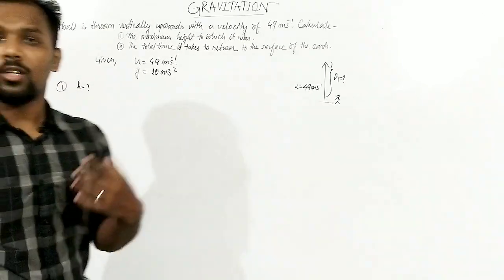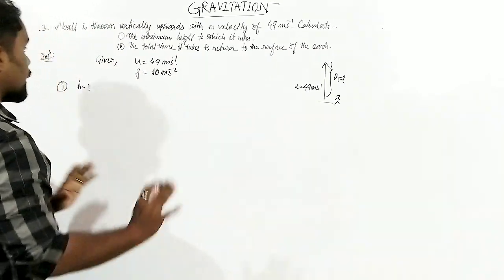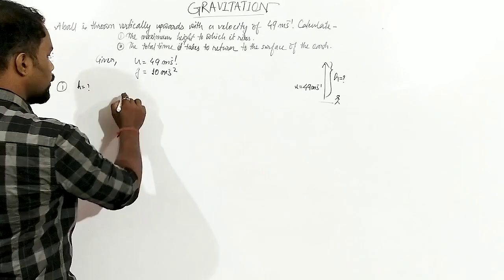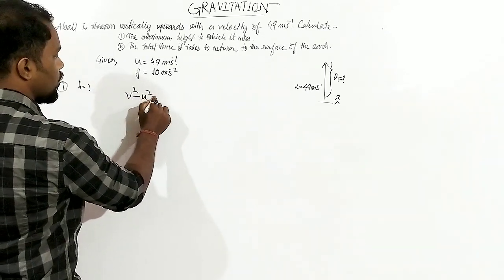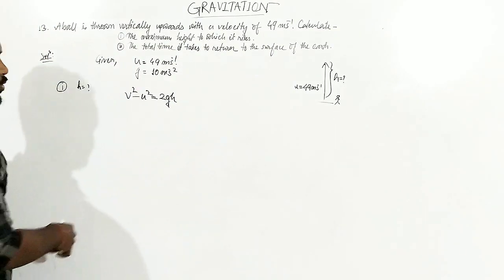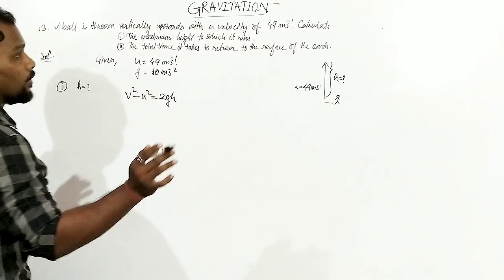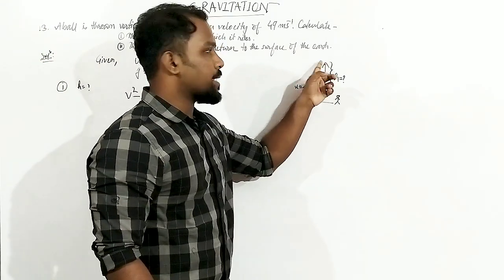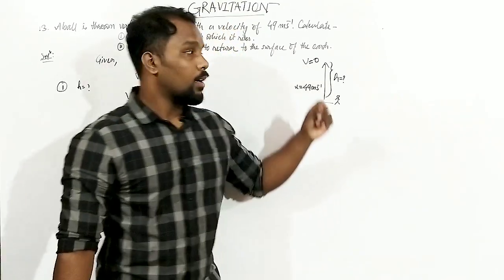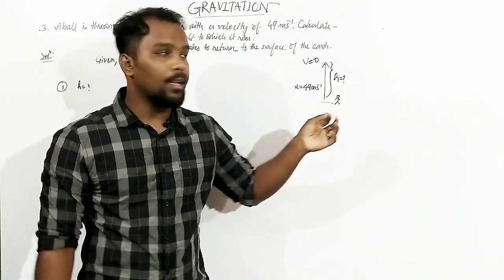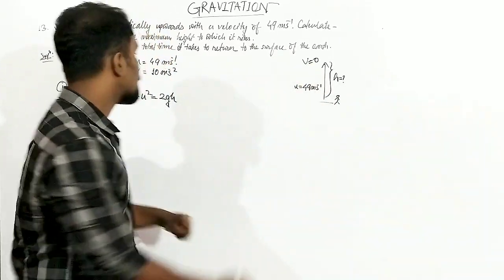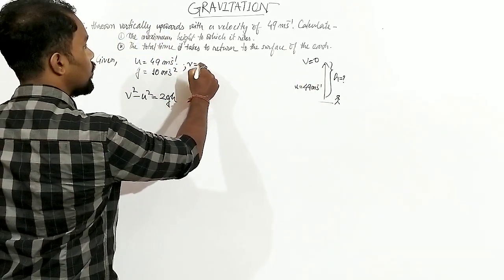So we will use the equations of motion. The equation that we are going to use is v square minus u square equals 2gh, right? That is the equation of motion that we are going to use. By the way, once the ball reaches the maximum height, the final velocity is going to be 0. Then it rests for a certain second, then again it will start falling downward, right? So we can consider v equal to 0.